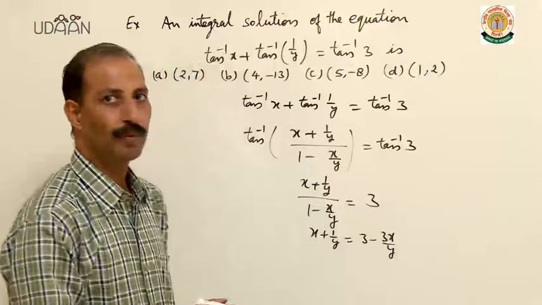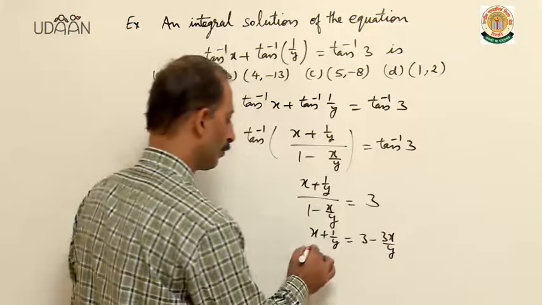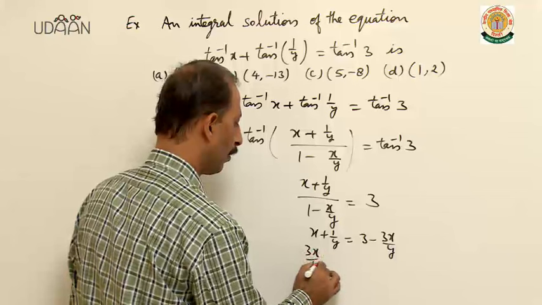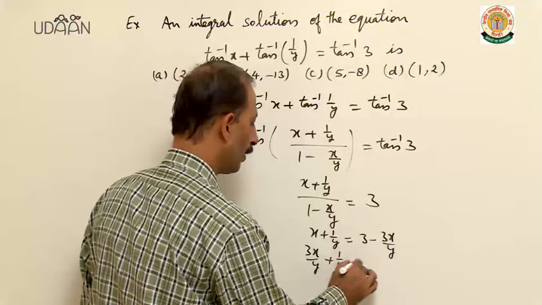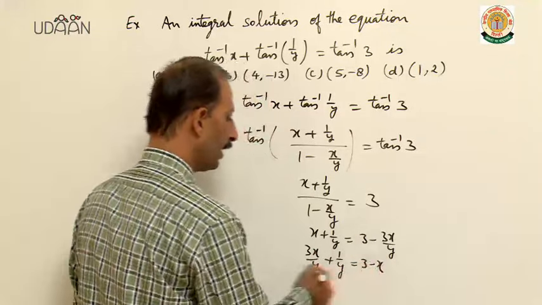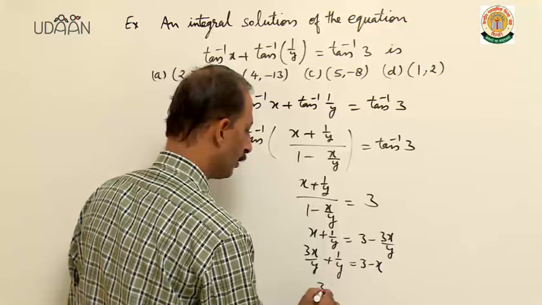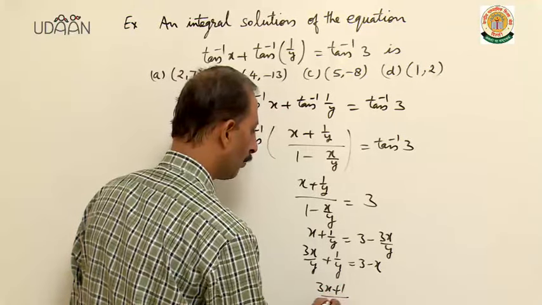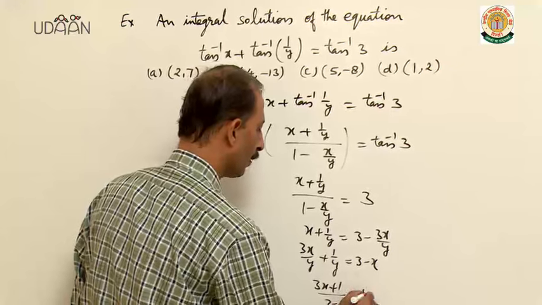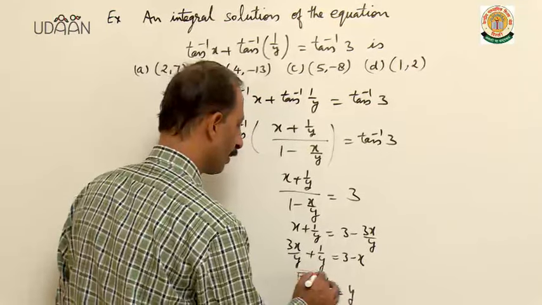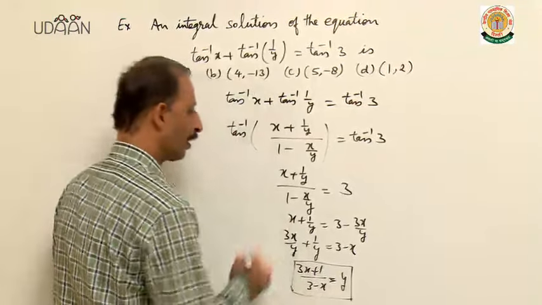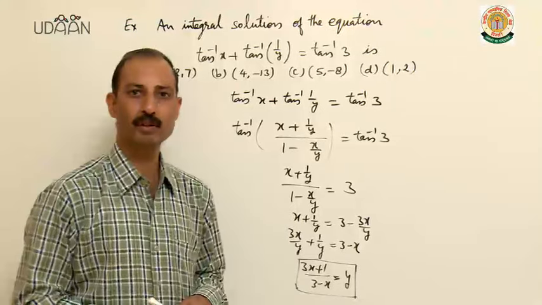Now we have to find out the value of y in terms of x. So 3x upon y plus 1 upon y becomes 3 minus x. Take LCM. So it becomes (3x plus 1) upon (3 minus x) is the value of y. Use this relation and find the integral solution.